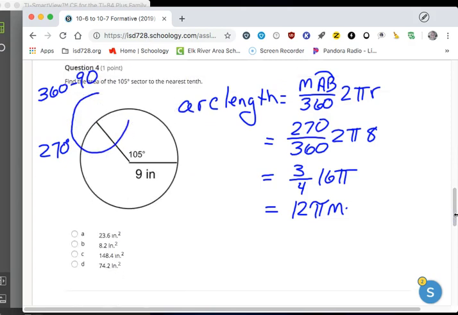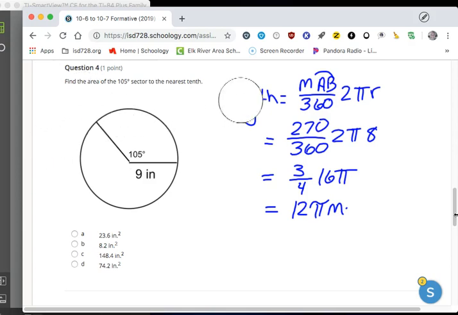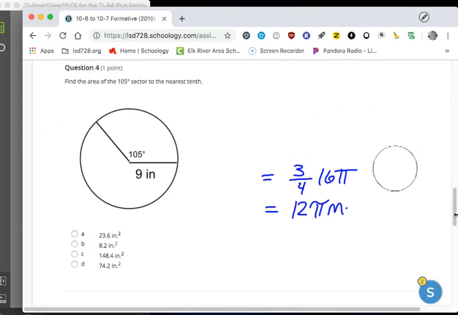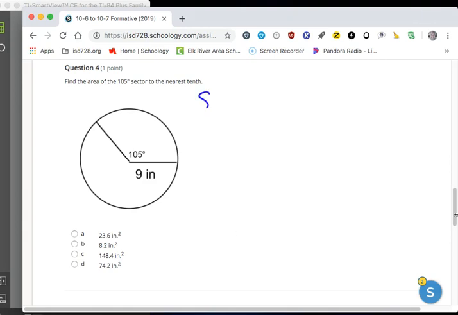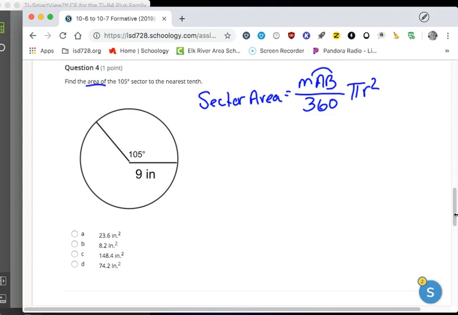In question 4, I have a 105 degree sector, and they want me to find the sector area. Now it's very similar to the last one. Sector area equals the arc of AB divided by 360 times pi r squared, because it's area. Now I have 105 degrees, so they want me to find the area of the 105 degrees.